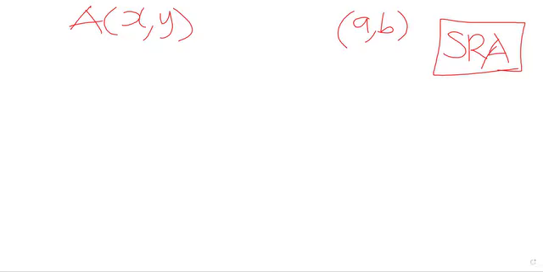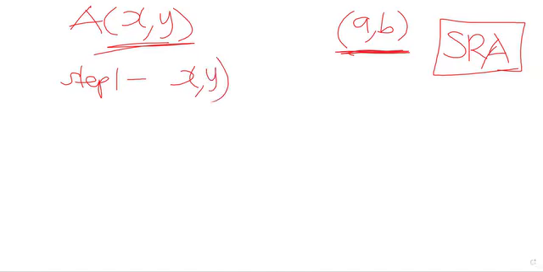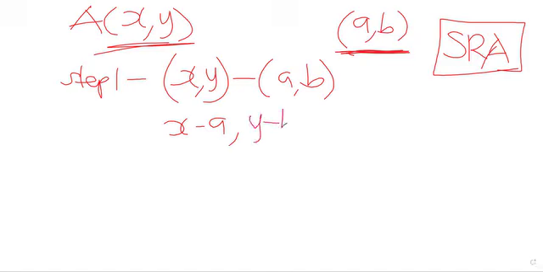So SRA, how is it going to be used? S is subtract, R is rotate, A is add. So subtract the fixed point from the point you are about to rotate. So the first step, step one, you subtract. (x, y) minus (a, b). If you are subtracting two points, you subtract their x components. So that will be x minus a for the first one, and then y minus b for the second one. This is what you have.